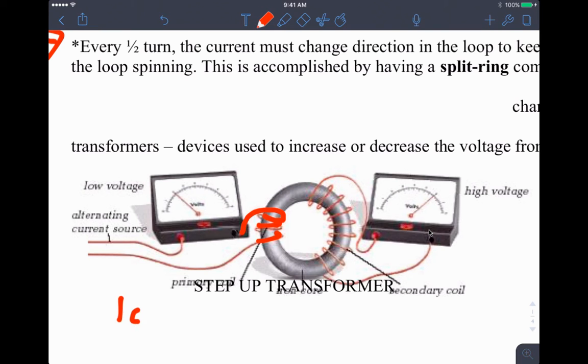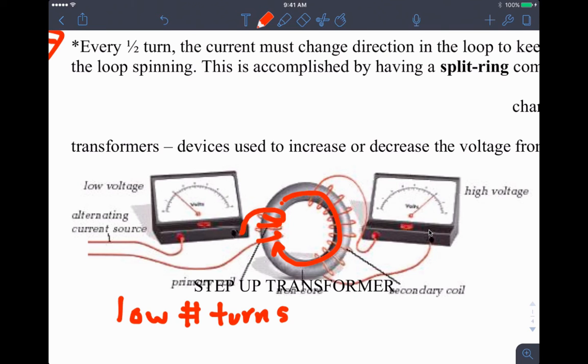This would be a low number of turns or loops. So you have a low number of turns on one side of this transformer. The transformer is really coils of wire wrapped around an iron ring. So see this iron ring here, it actually will help transfer or change the amount of voltage in a circuit.